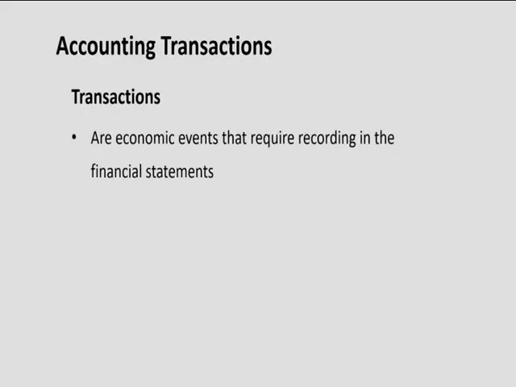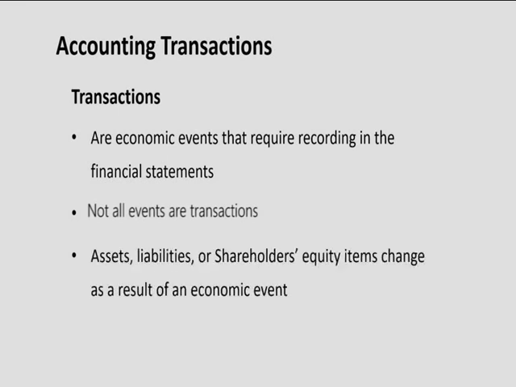Now let us try to analyze the accounting transactions. Transactions are economic events that require recording in the financial statements. Not all events are transactions. Assets, liabilities, or shareholders' equity items change as a result of economic effect. There is always a dual effect on the accounting equation. That means for every debit entry, there is a credit entry.